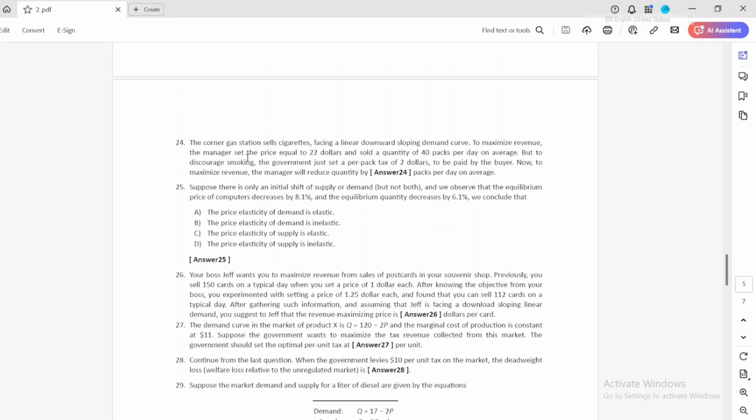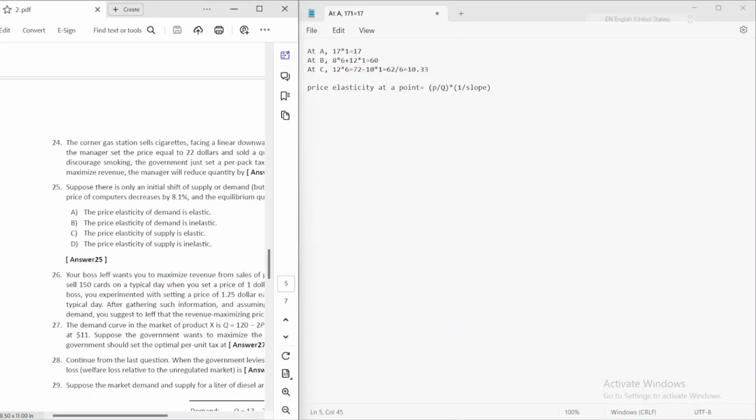The corner gas station sells cigarettes facing a linear downward sloping demand curve. To maximize the revenue, the manager set the price equal to this and quantity this. But to discourage smoking, the government set a tax of $2 to be paid by the buyer. So the manager will reduce the quantity by something to maximize the revenue. So let's do it in GeoGebra.